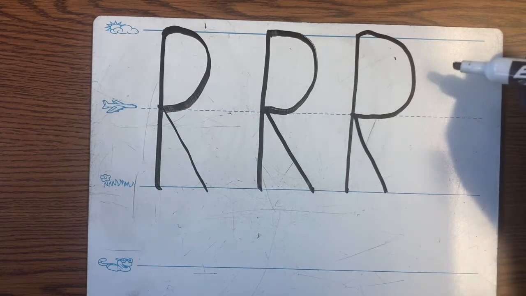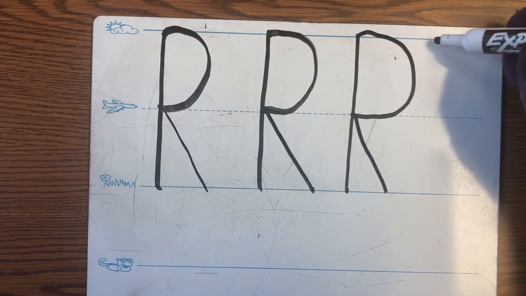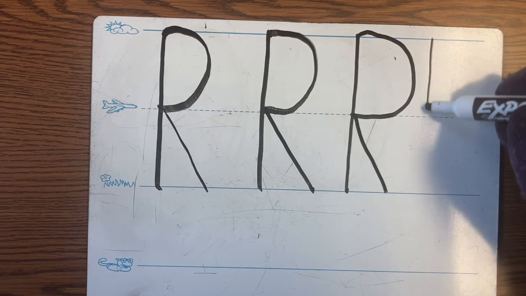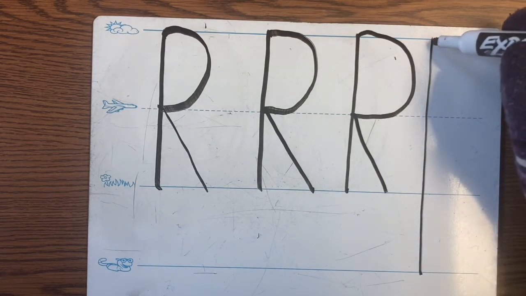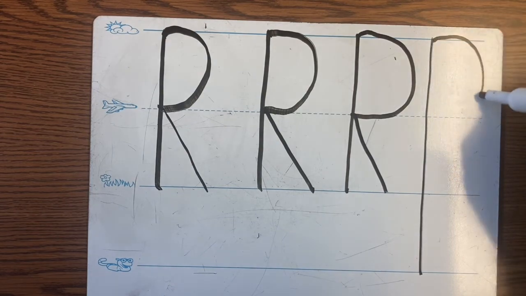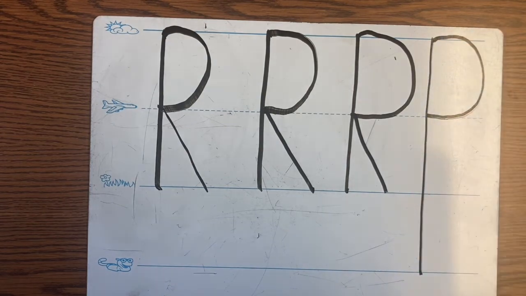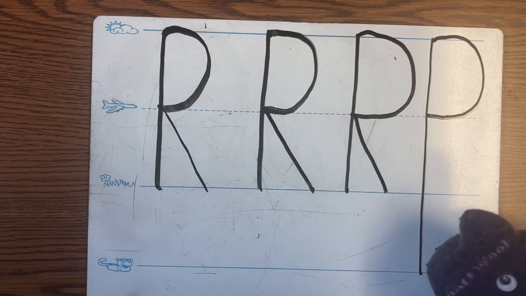Okay, I'm gonna try to get one more in here. Start at the skyline. Pull down. Frog jump up. Make a bubble to the plane line. And there's my letter. Oh, whoa, that's a really long P. I went down and touched the worm line. And I don't know if I should have done that.